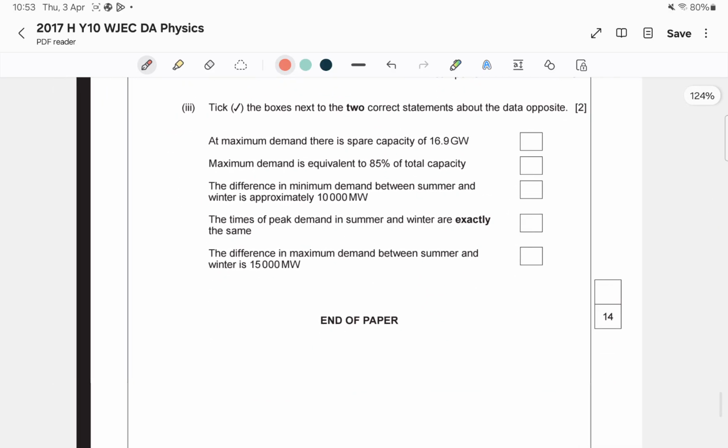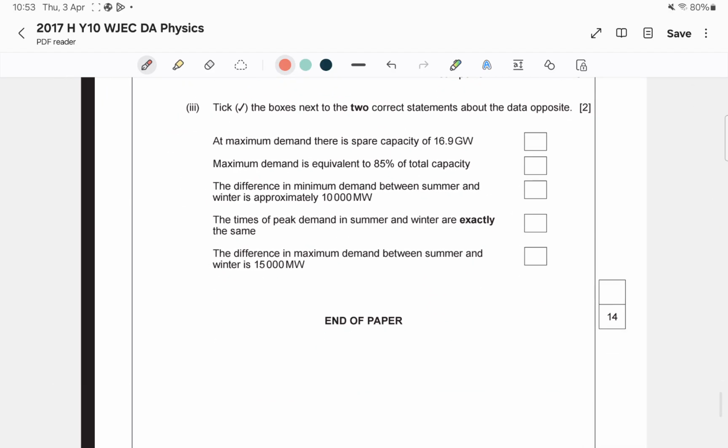Last question. So maximum demand, so we're just going to go through all the data and look at which one it is, and the answers are 1 and 3. And if you're not sure, let me know. Yeah, ask me, but those are the answers.